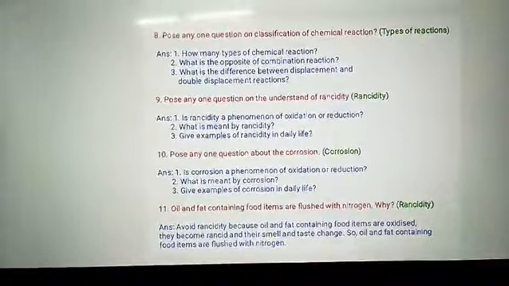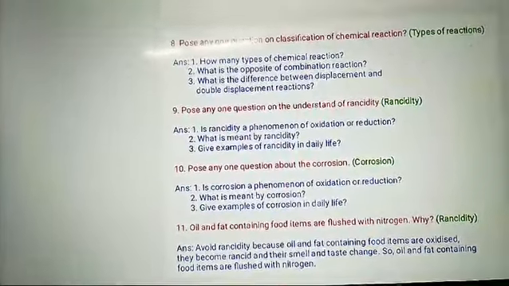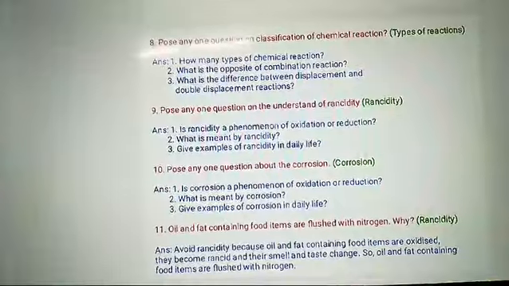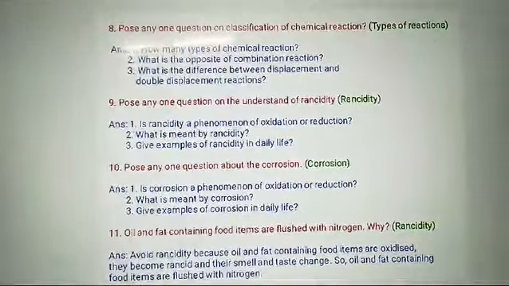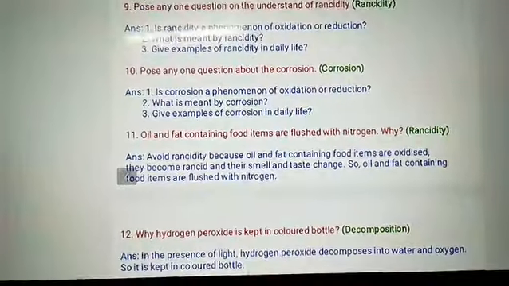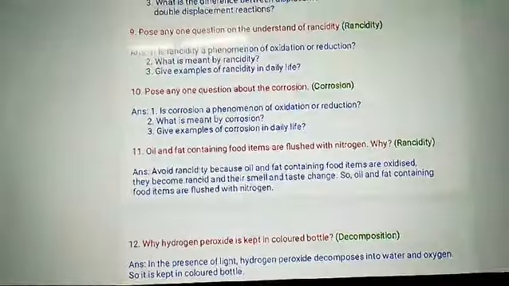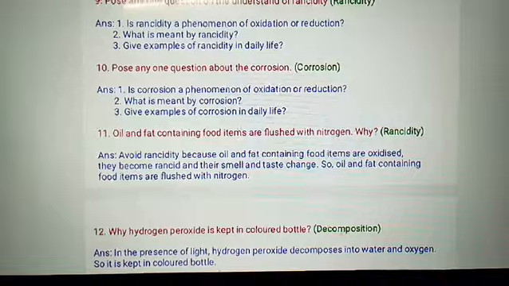Pose any one question on the understanding of rancidity. Rancidity is related to food. It is a phenomenon of oxidation or reduction. We know generally it is a phenomenon of oxidation. What is meant by rancidity? Give examples of rancidity in daily life. Pose any one question about corrosion. Is corrosion a phenomenon of oxidation or reduction? What is meant by corrosion? Give examples of corrosion in daily life.